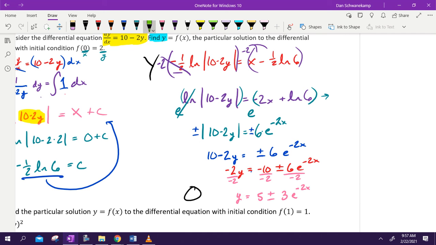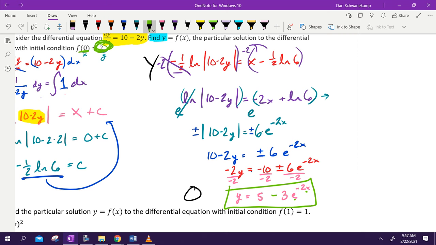Let's check. I'm plugging in 0, and when I plug in 0, I'm supposed to get 2. So if I plug in 0, e to the 0 power, what's e to the 0 power going to get me? 1. 3 times 1 is 3. Do I want it to say 5 plus 3 or 5 minus 3 if my answer needs to be 2? Minus. It is 5 minus 3. That is my final answer to that question.